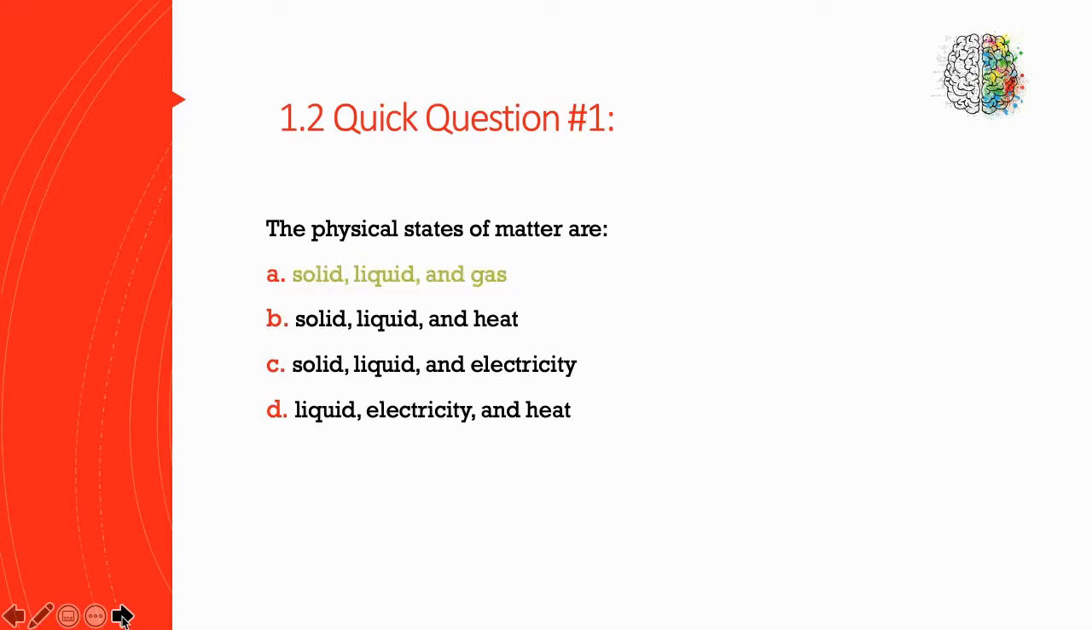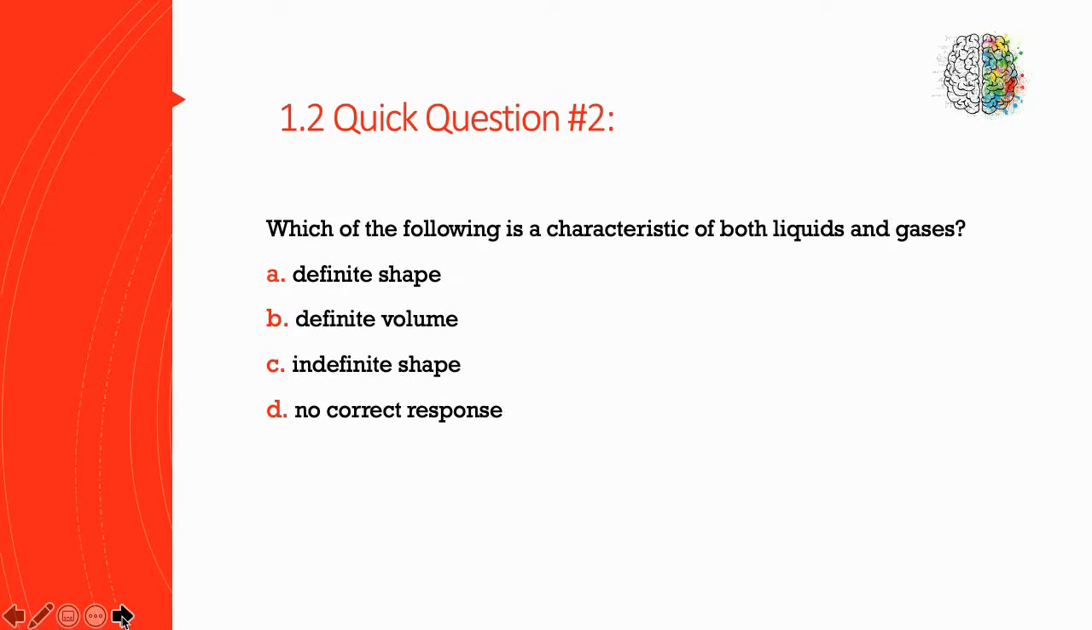All right, so we said the physical states of matter are, of course, solids, liquids, and gases. Let's look at number 2. Which of the following is a characteristic of both liquids and gases? Go ahead and answer this one for me. All right, so liquids and gases both have an indefinite shape, right? Because they both take on the shape of their container. They don't really have a shape of their own. They become whatever shape of the container that you put them in. So they're the same that way, but they are different.